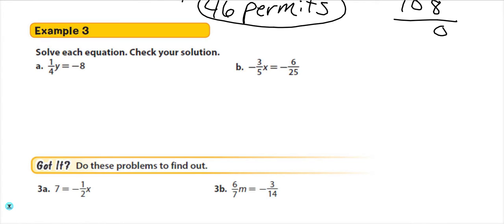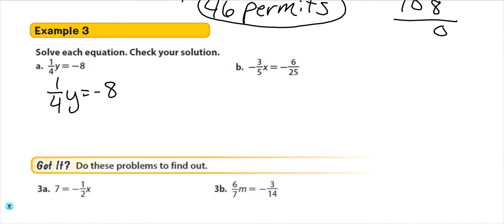Okay, so these are a little bit trickier, I guess you could say. We're going to solve each equation and check the solutions. We have 1/4 y equals -8. So let me rewrite this first. 1/4 y equals -8. All right, so if you remember back from multiplying and dividing fractions, we're actually multiplying here, right? It's 1/4 times y. So what we need to do is divide by 1/4.